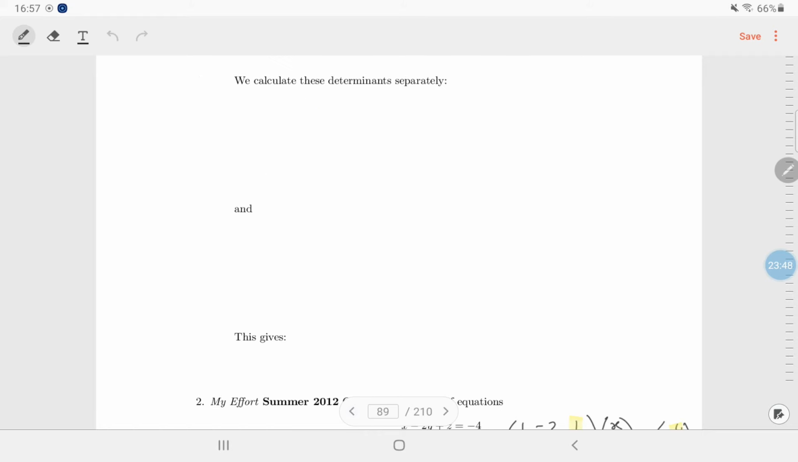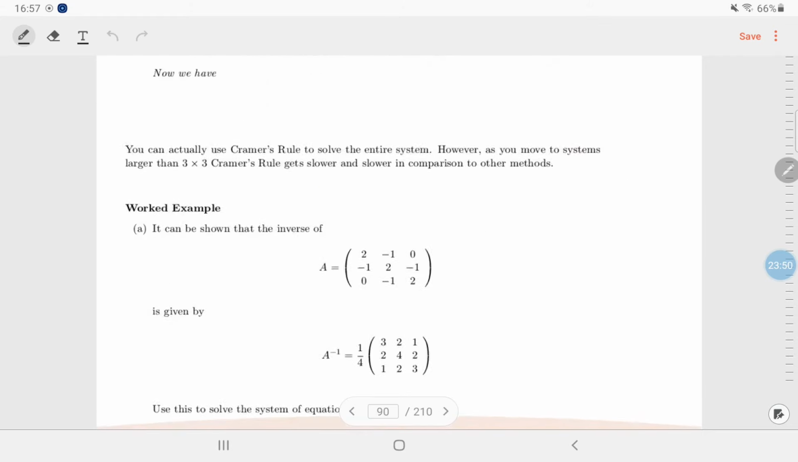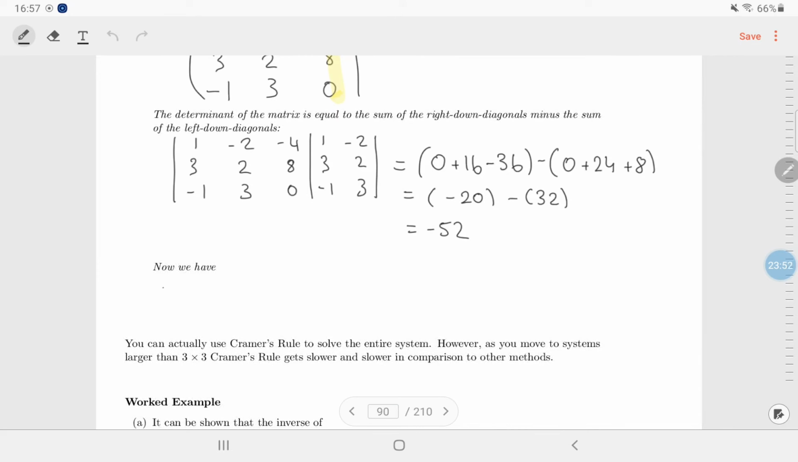So we got d was 52 and dz was minus 52. So we have that z is equal to dz divided by d. dz we just calculated was minus 52. d is 52. So we found that z is minus 1. Job done. Now you can use Cramer's rule to find x and y as well, but obviously it takes ages, and as the system gets bigger, it gets even worse.